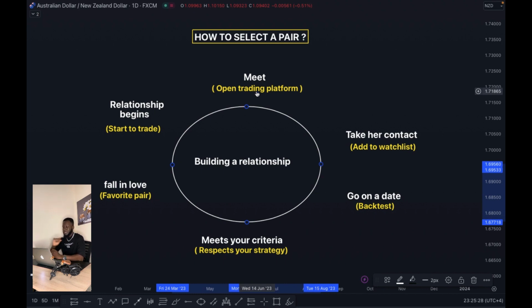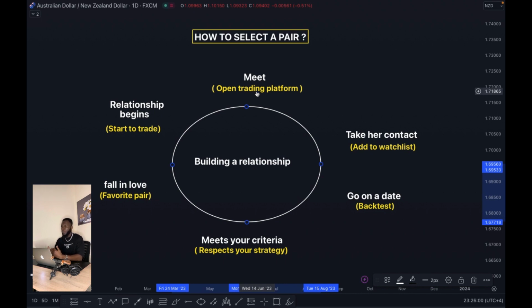So you can see it's a cycle. You first meet the pair, you add it to your watch list, right? And then you go through the cycle. If you want to go into a relationship with a lady, it's the same thing. You don't just meet her, take a contact, and then the next day you are in a relationship. It doesn't work like that. You know, it never works like that. So it makes no sense to add a pair to your watch list without going through the backtesting process, without getting to know how this pair works, and then right away you just start trading.